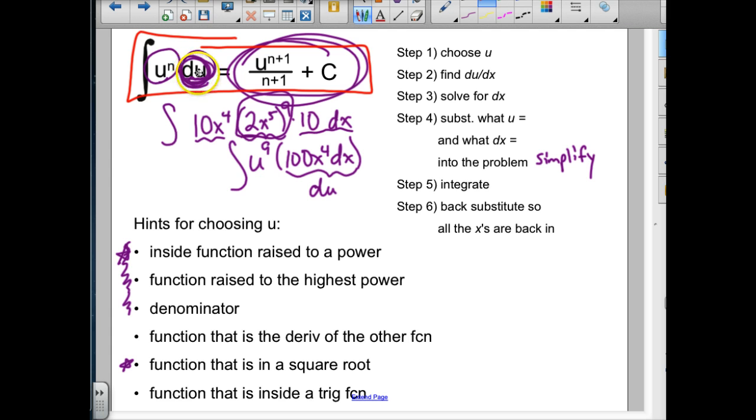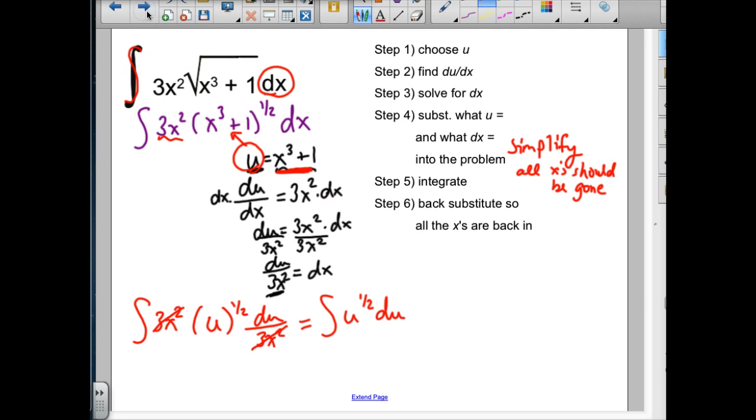We have u to a power du. Then we can integrate using this formula. If you don't have u to the n du at this step, you cannot use that formula. You have to go back and figure out what you did wrong here so that you can use the formula. You can only use a formula if this matches exactly.